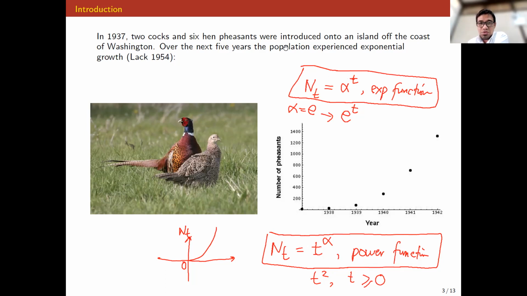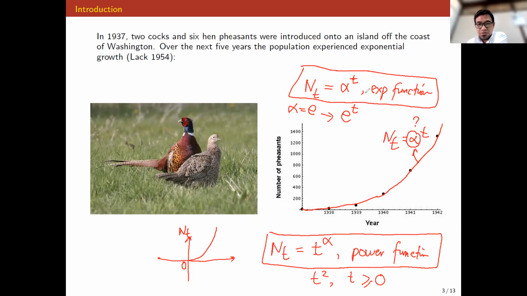So if we want to draw this curve, of course we will have something increasing. This is just an example. So what is alpha such that the number of this population can be approximated by the model?